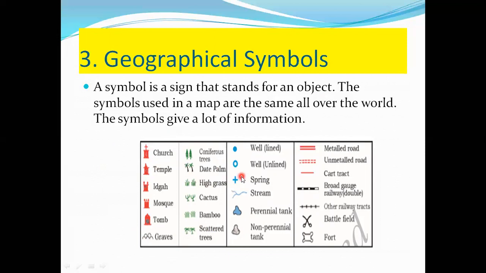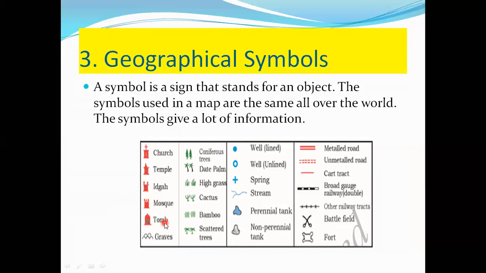The symbols used on the map are the same all over the world. What we are seeing on the index is the same all over the world. They are using the same symbols, and the symbols give us a lot of information. For example, if you see this plus mark, you know that it is a church. That line is a cart track. If you see this one, it is a battlefield. And if you see that, you can understand it's a tomb.